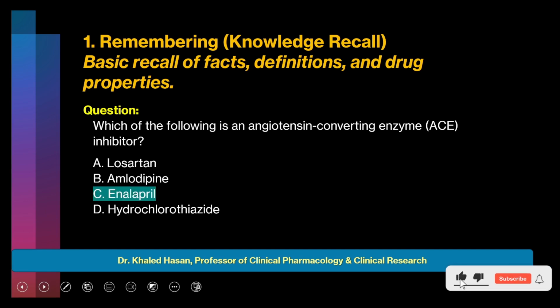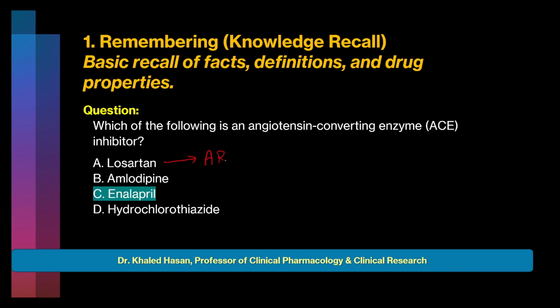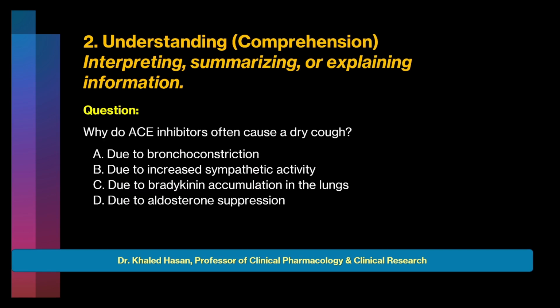Okay, the correct answer will be enalapril. Someone may ask what is losartan. Losartan belongs to the ARBs. Amlodipine belongs to the calcium channel blockers. Hydrochlorothiazide belongs to the diuretics. So the correct answer will be enalapril, which belongs to the ACE inhibitors. Okay, next level of question.